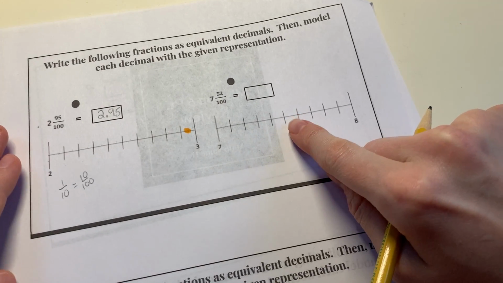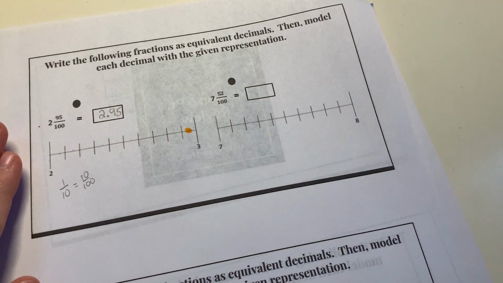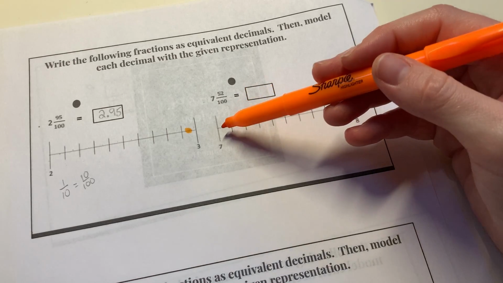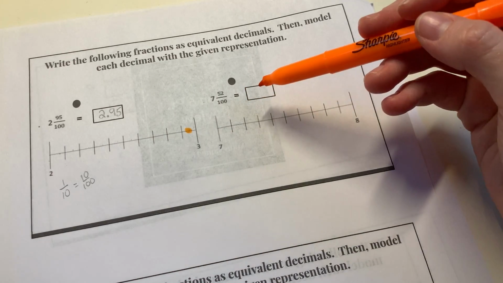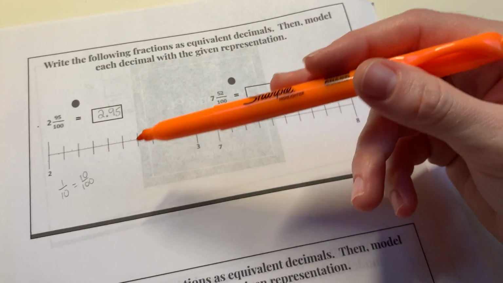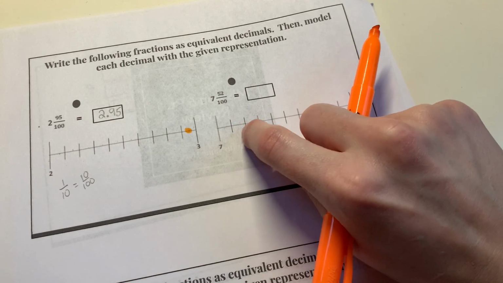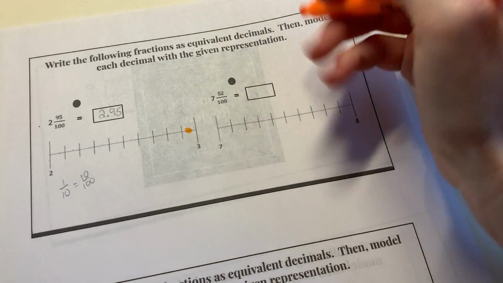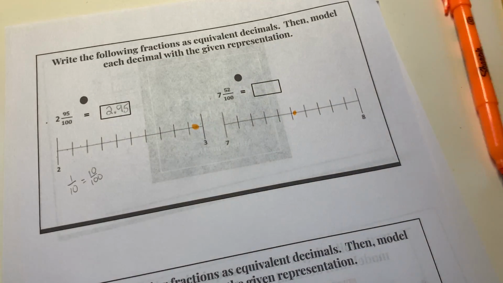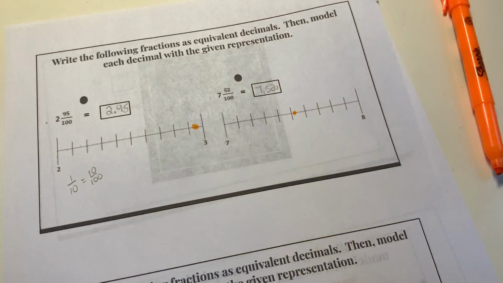Go ahead and try this one on your own. I need a decimal and I need a dot on the number line. All right, so this one is 7 to 8. I have 7 and 52 hundredths. It looks like it's split into tenths, just like the other one is. So I'm going to count 1, 2, 3, 4, 5. And since I have 52, I'm going to go just a little bit past the 5. And I'm going to have the decimal of 7 and 52 hundredths.